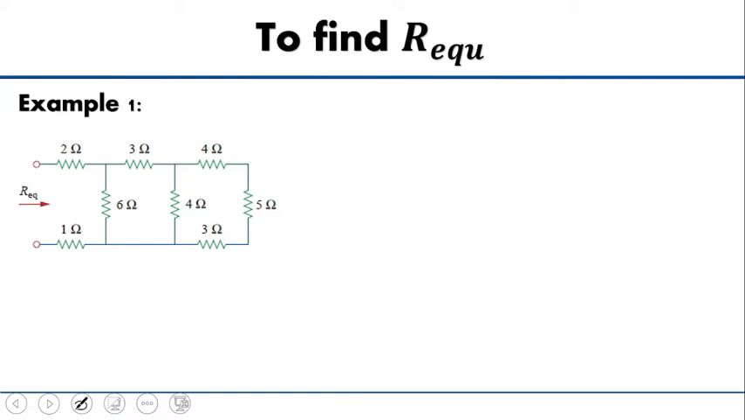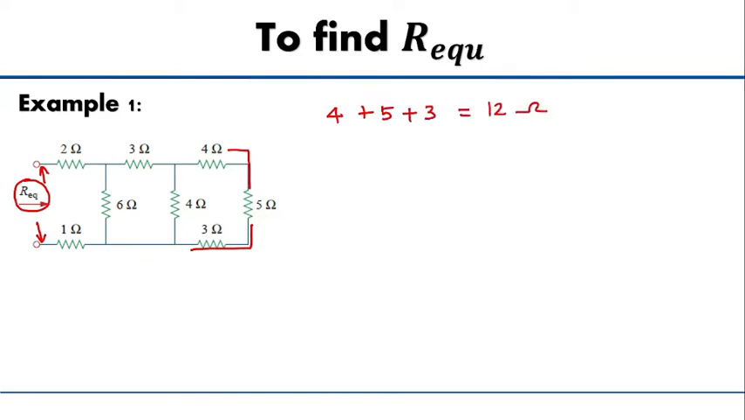So in example 1, a circuit is given and we need to find out the R equivalent of this circuit. In order to get the R equivalent value across this terminal, we need to reduce the circuit from the opposite end. On seeing this, the 4, 5 and 3 ohm resistors are connected in series. Therefore, we get 4 plus 5 plus 3, which is equal to a 12 ohm resistor.